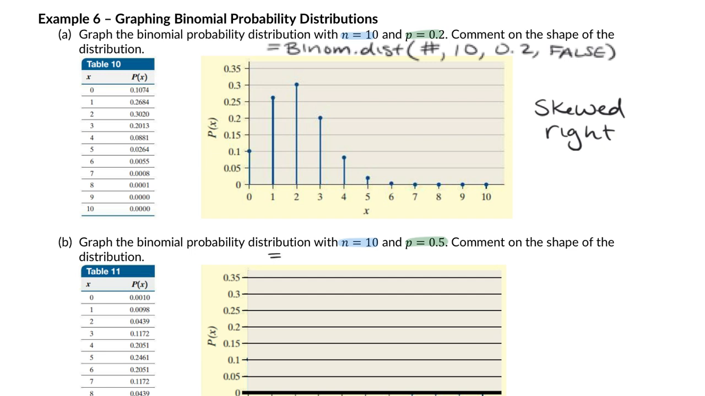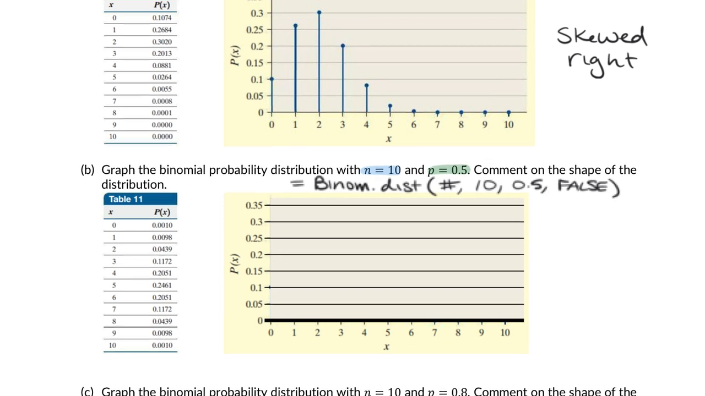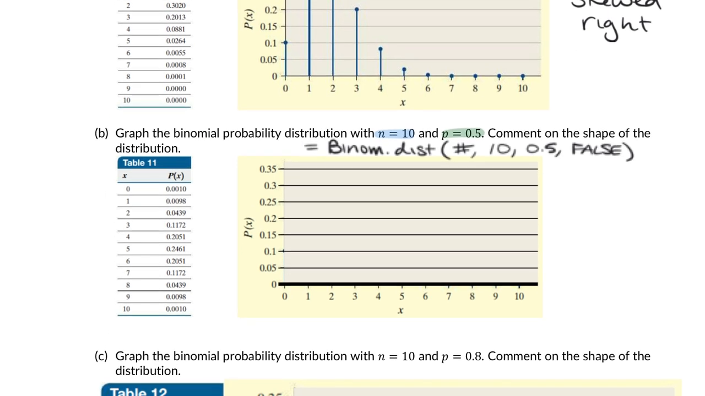This in a formula would be the binomial distribution of whatever number for a random variable we're looking at, 10, 0.5, and false. We would get the following table. To comment on the shape of the graph, I need to plot these points. Good old-fashioned plotting.